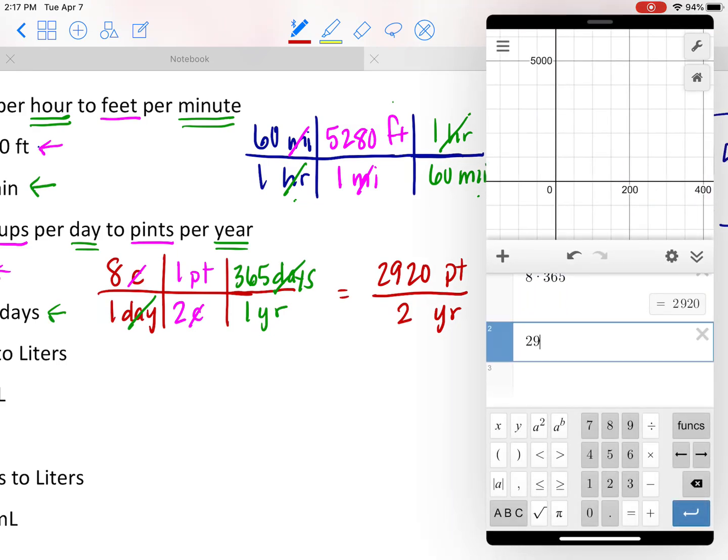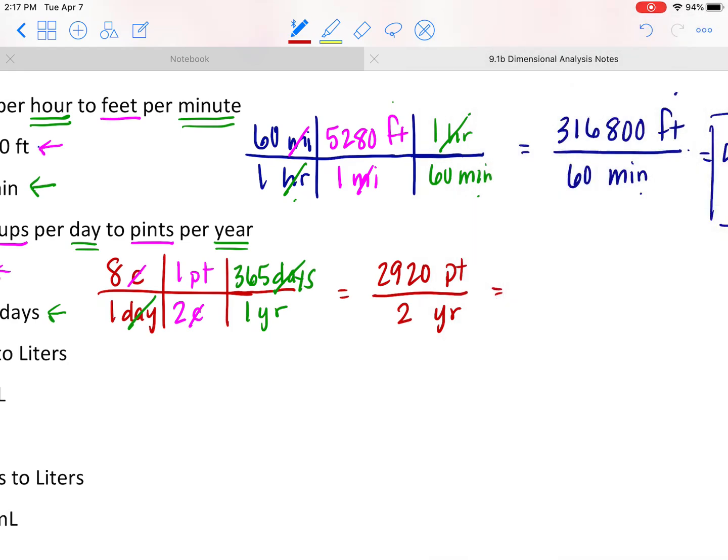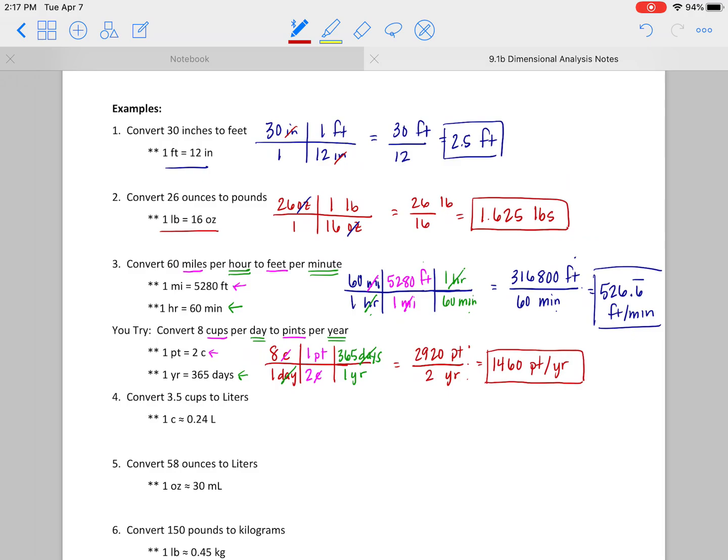2,920, and that unit left on the top is pints. On the bottom, 1 times 2 times 1 is 2, and that would be years. Now if we actually divide 2,920 by 2, we get 1,460. So it's 1,460 pints per year. And there it is.